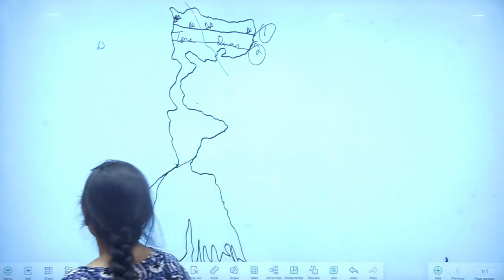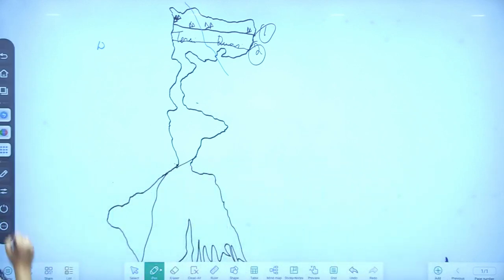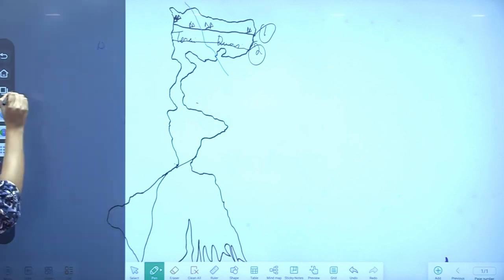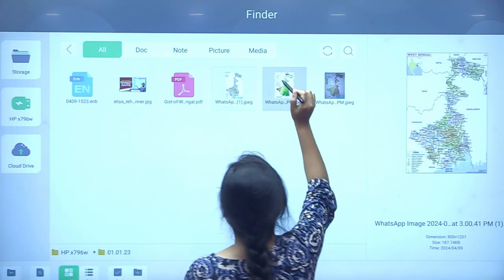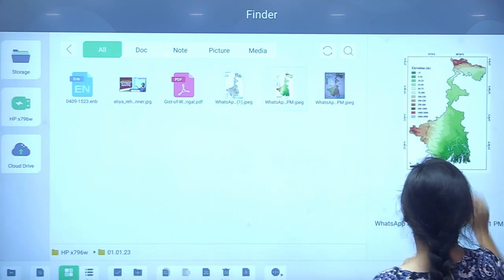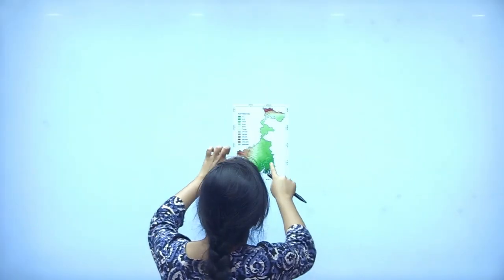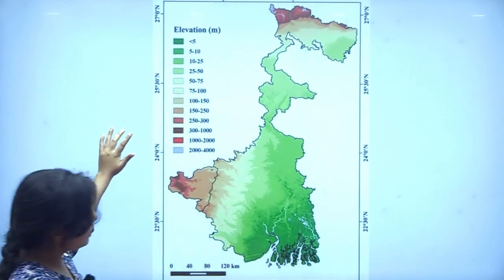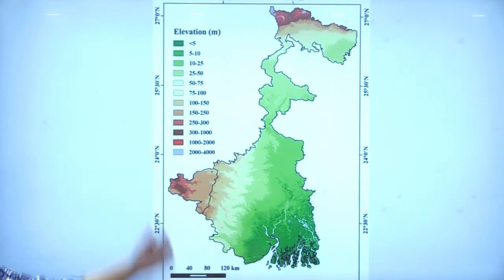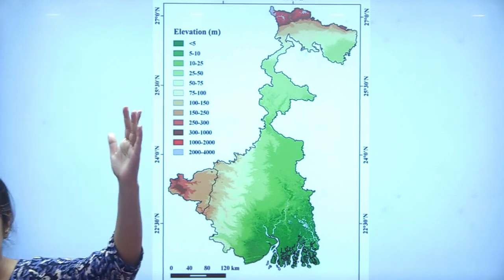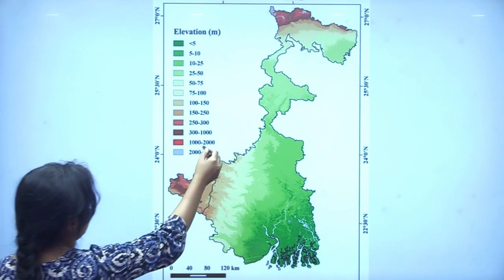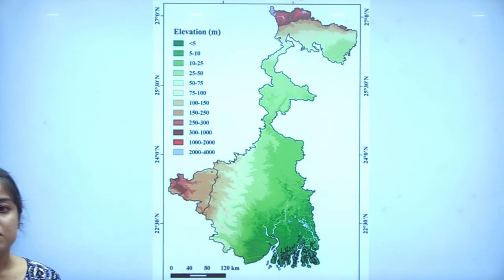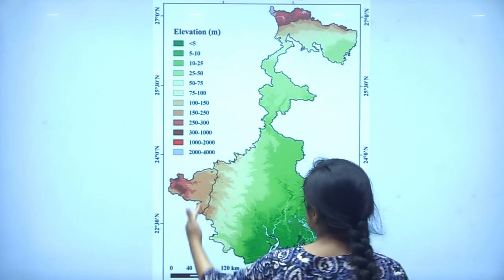So for a clearer concept, I would like to show you this map. I guess this map is visible to all of you. Here in this map you see the elevation. You see the mountainous region upside is marked in brown and the reddish part, and the elevations there are 1,000 to 2,000. So that part is high and this part is high.